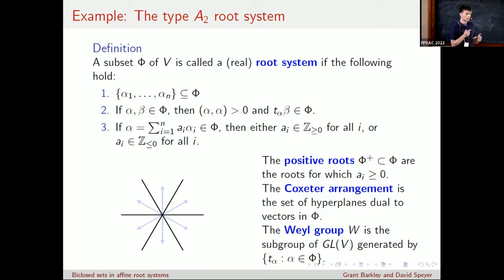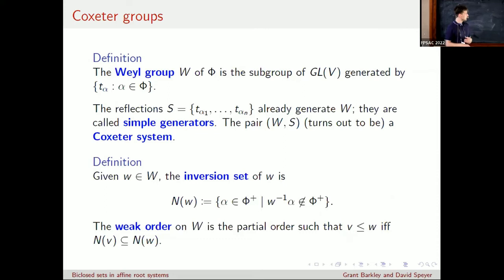We can just take all possible compositions of these linear maps. And this gives us a subgroup of the general linear group on our vector space, which is called the Weyl group of our root system. And so this will be really important. And as you might guess, if we do this construction for the A2 root system that we were looking at, we get the symmetric group on 3 elements. So yeah, this is the same definition: the Weyl group is the subgroup of GL(V) generated by all our reflections.